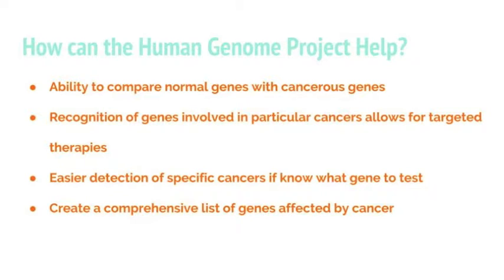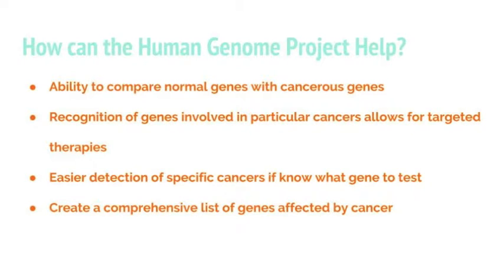In general, for the public, we would be able to make tests that detect cancer, so we could detect cancer at earlier stages, hypothetically, and then make more effective treatments, because we know that cancer detected earlier usually has a higher success rate. Lastly, we could create a comprehensive list of genes affected by cancer, that project that we mentioned earlier, the Cancer Genome Atlas.